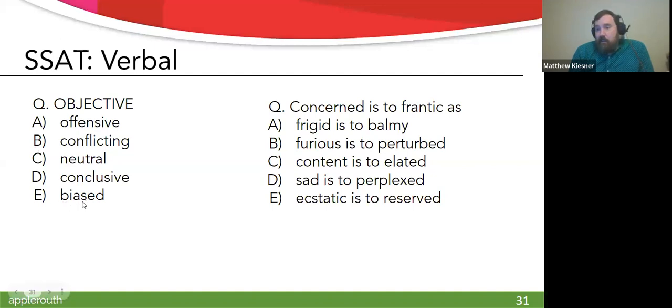And then E is literally the opposite, right? And then concerned is to frantic. Students will think these are the same, but an important type of analogy is that frantic is more than concerned. Seeing that difference of degree is what's important, because frigid is not more than bump. They're kind of opposites. Perturbed is not more than furious. If these were reversed, it might be right. Elated is content? Yeah, elated is stronger than content. Perplexed is stronger than sad? No real relationship there. Reserved is stronger than ecstatic? No. So the answer there would be C.